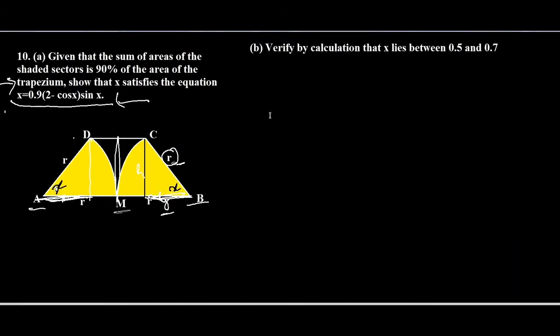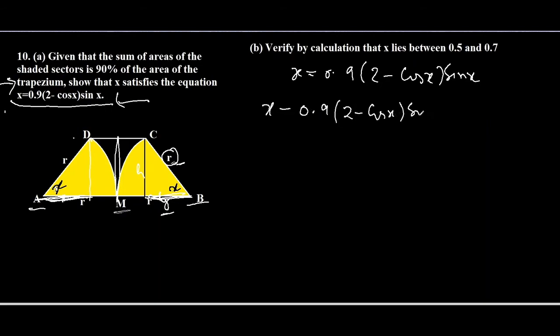For part B I needed some space, literally, so I have cleaned everything. It says that verify by calculations that x lies between 0.5 and 0.7. And to do that, there are mainly two methods, but I like this one. So our equation was x equal to 0.9 (2 minus cos x) sin x, right? So do what? Bring everything to the left side. Always do this. So it will become x minus 0.9 (2 minus cos x) sin x.